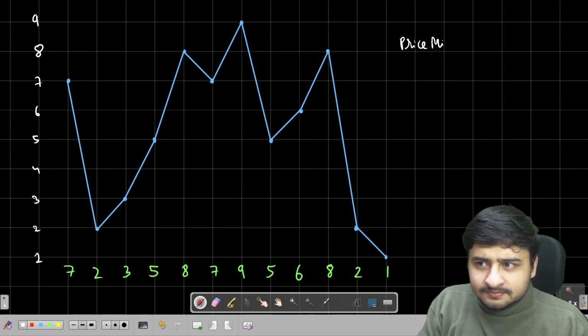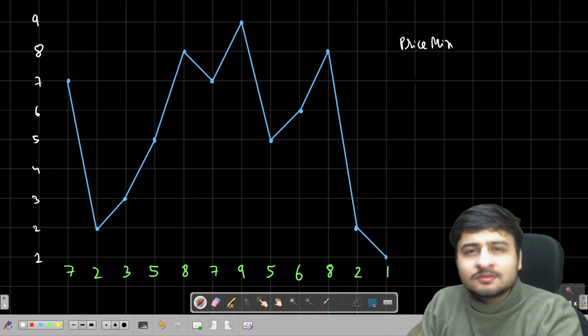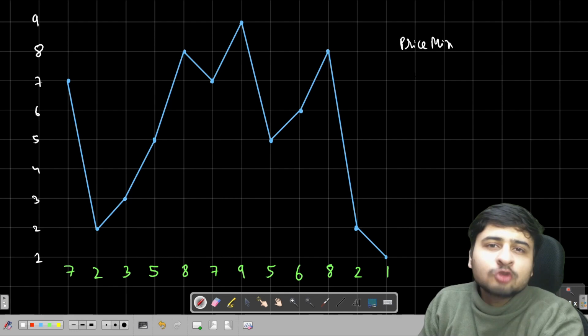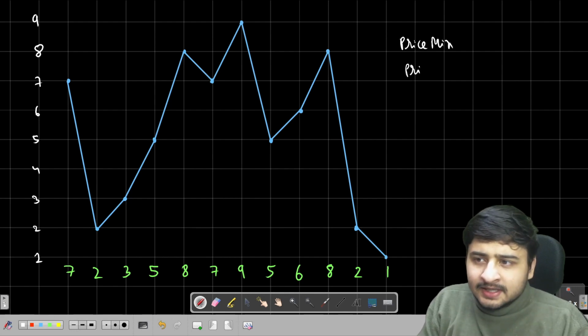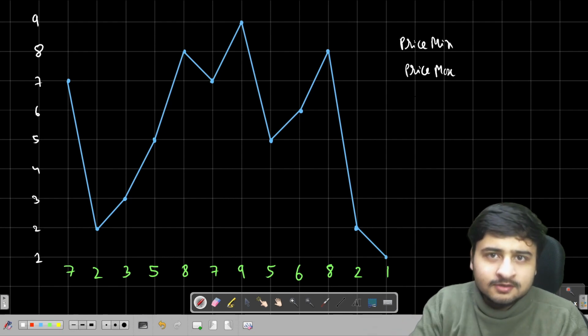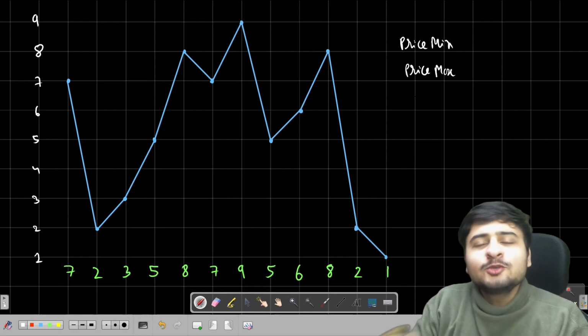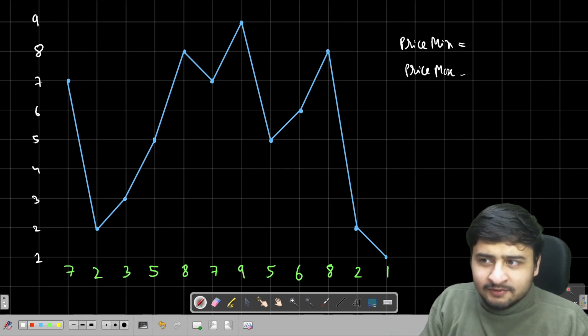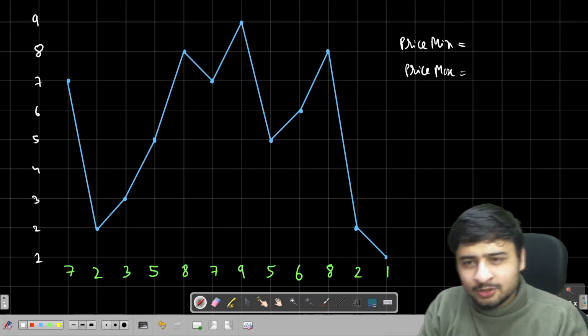Price min, right? This is the price we bought. We can assume that we bought the stock at this price. And price max, this is the price at which we are planning to sell the stock, correct? We are not selling, we are planning to sell, correct? So it will be clear once we are into the algorithm, right?